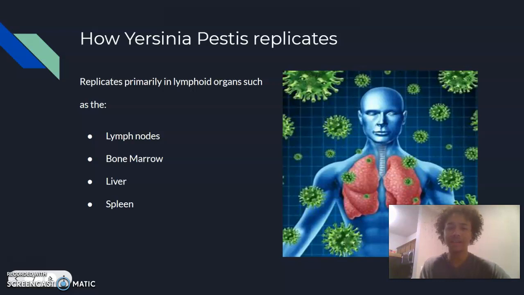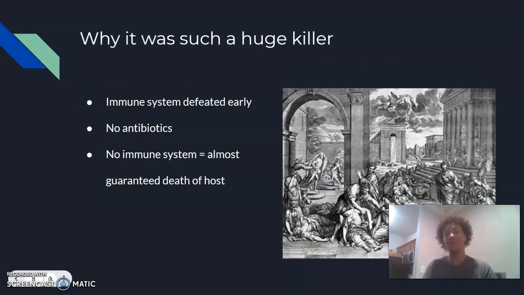But then when you think about it, the bacteria actually likes to undergo binary fission at an extreme rate in order to replicate itself enough to counteract and overwhelm the immune cells in those lymphoid organs. And so once the bacteria altogether overwhelms the immune cells in the lymphoid organs, it's a free-for-all. And that leads me to my next slide, which is why it was such a huge killer.